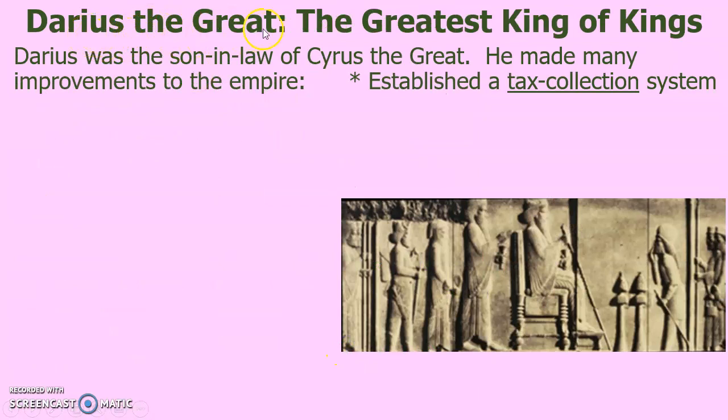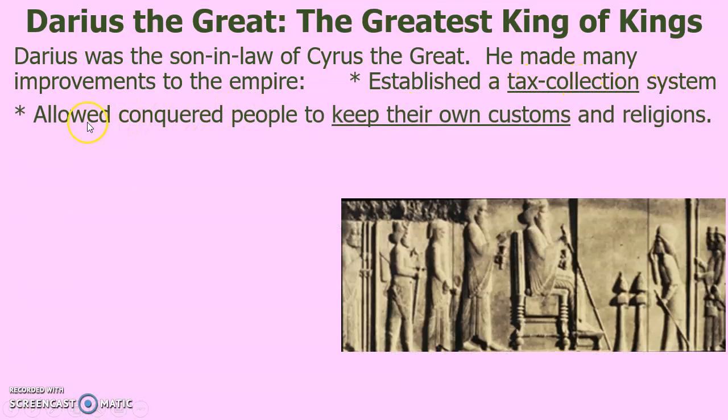So let's talk about Darius the Great. He was called the greatest king of kings. Darius was the son-in-law of Cyrus the Great. He made many improvements to the empire, including he established a tax collection system. He allowed conquered people to keep their own customs and religions. He established a postal system. Actually, this is a huge one.